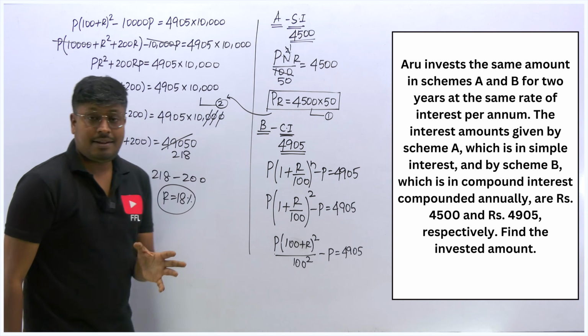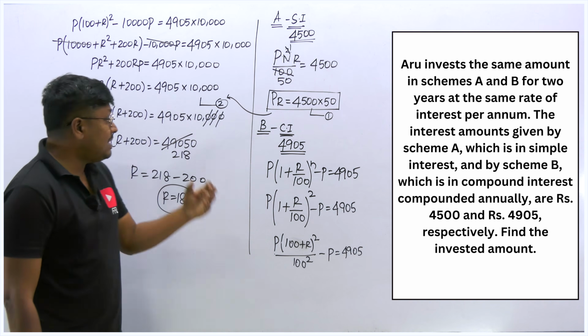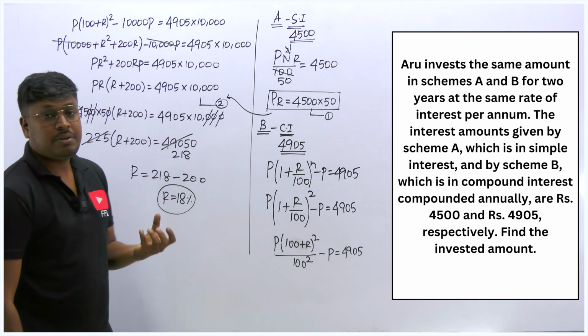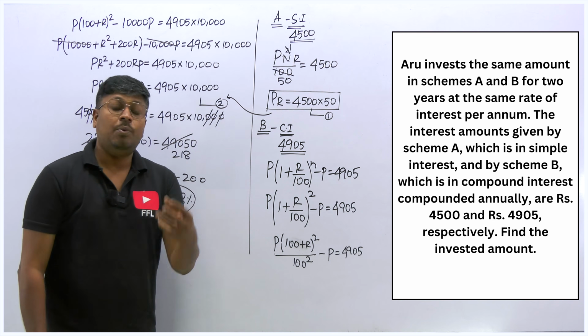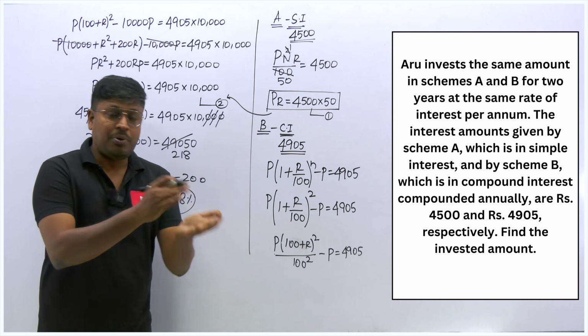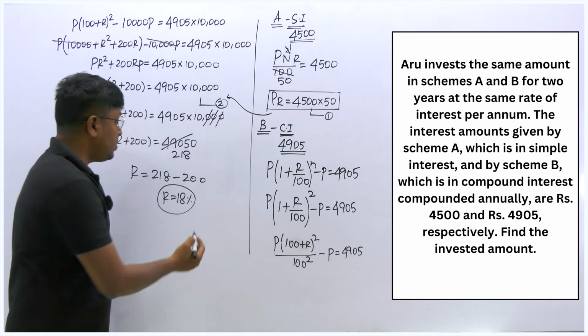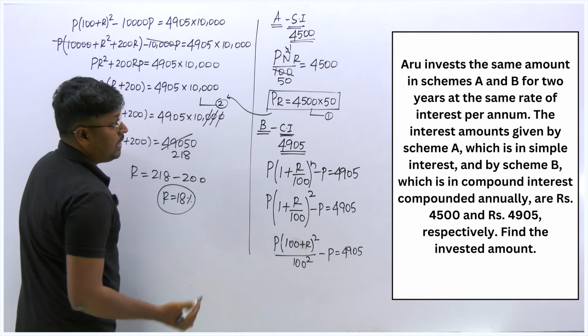So this is not the final answer. Why? Because we found what is the rate of interest here, but now according to the question, our target is to find what is the invested amount, because both the invested amounts are same. So you can substitute R here instead in any one of the equations.